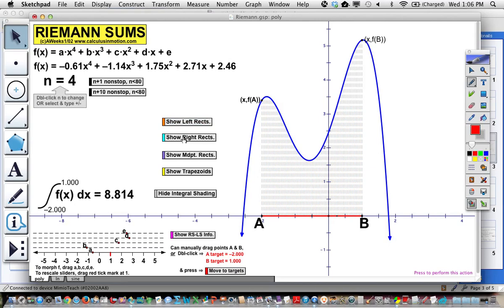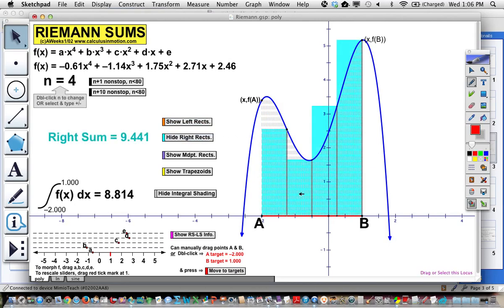Let's look at right rectangles. Those are right rectangles. Right rectangles, you take, in your first subdivision, you take the right edge up to the curve, and then you go backwards.